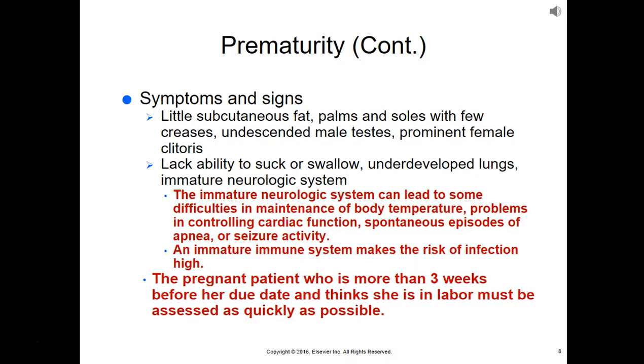An immature immune system also makes the risk of infection very high for these babies. And since they're already compromised, a compromised immune system just adds insult to injury. It makes it very difficult for them to recover from many diseases that for a healthy full-term baby may not be such a big deal. So the pregnant patient who is more than 3 weeks before her due date and thinks she's in labor must be assessed as quickly as possible. Sometimes they'll give her some pharmacological agents to try to counteract her labor and stop the progress.